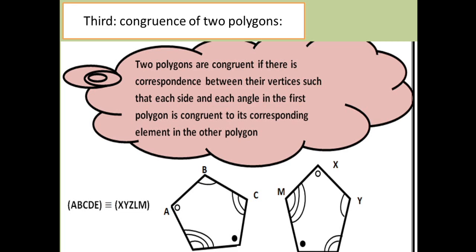In the figure, you can note that the measure of angle L is like the measure of angle D. This is a corresponding angle. The corresponding angle to the angle Y is B. The corresponding angle to X is A, and so on.